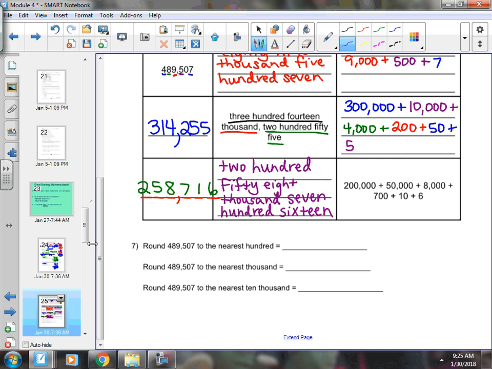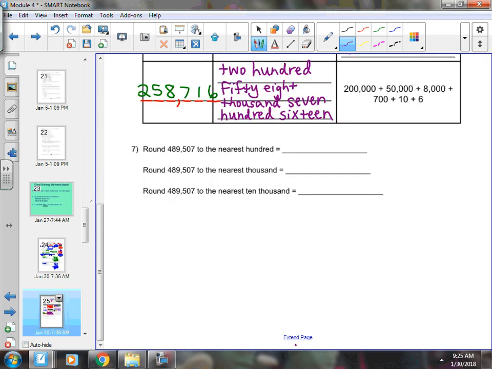All right, moving on to number 7. We need to round the same number, but we're going to round it to different places each time. So the first time we're going to round it to the nearest 100. So I'm either going to keep it a 5 or bump it up to a 6. And I need to look at the digit that comes after. Good. And it's a 0.